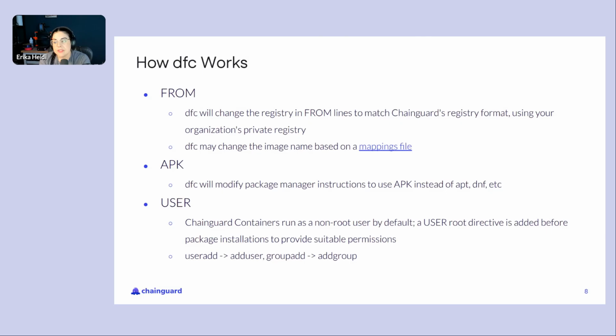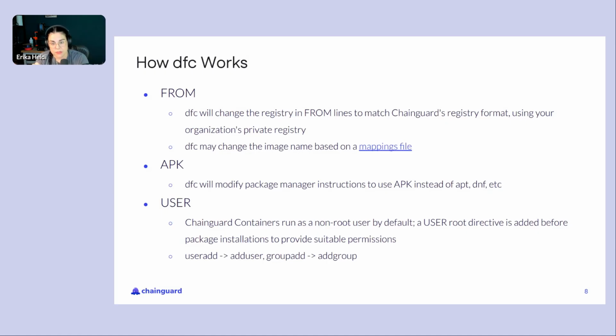On top of that, DFC also may change the image name based on a mappings file. I will talk a little bit about tags also in a moment. But the FROM line, the base image, is converted using a set of rules, but the registry change is the main thing, right? Some images are not equivalent, the name is not the same, so there is a mappings file to help with that.